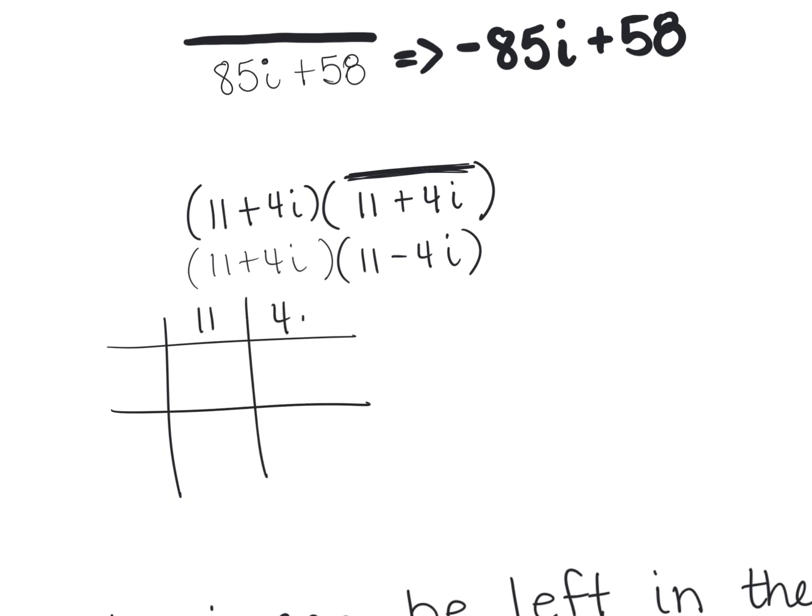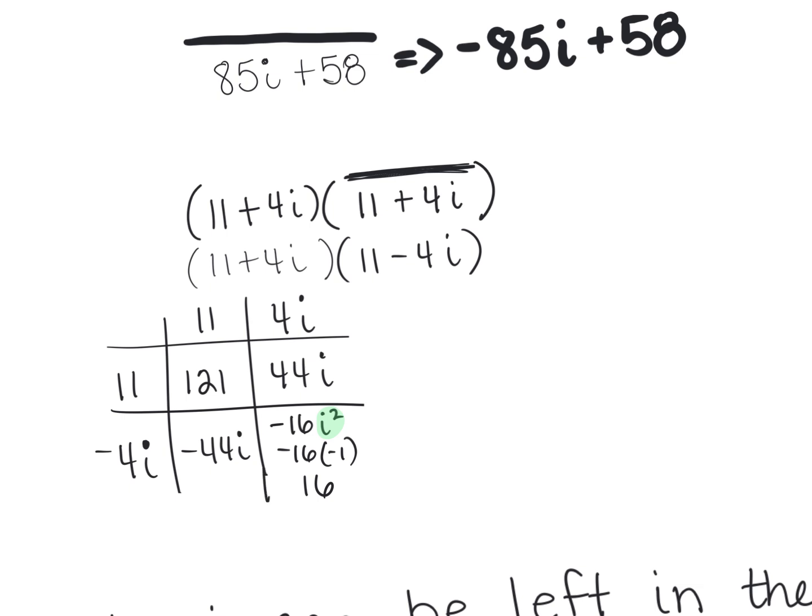So I have 11 positive 4i, I have 11 negative 4i, and as I multiply these together, I have 11 times 11 is 121, 11 times 4i is 44i. Next one, I have negative 4i times 11, which is negative 44i. And then at the end, I have a positive times a negative 4, so that's negative 16. I have i times i is i squared. And again, we cannot leave the i squared. I know that that changes into and is equivalent to a negative 1. And that means that this last term turns into a 16.